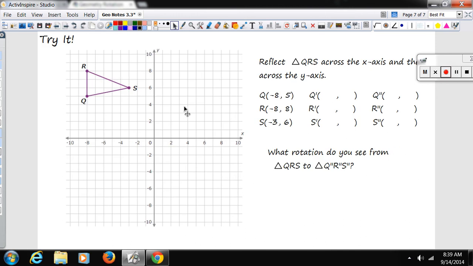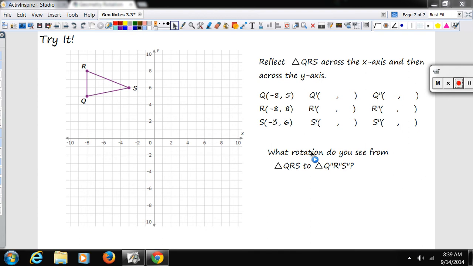Okay, so if you reflected it across the x-axis and then across the y-axis, we've done reflections. I would love it if you would pause the video and do your two reflections and see if you can see the rotation, because I'm going to show you in a second. All right, here it is. Remember, we're back. If you've paused the video, we're back now.